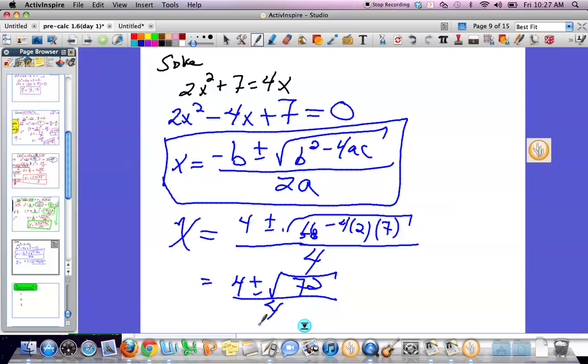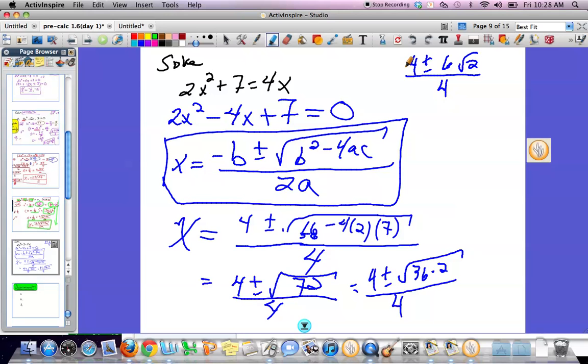What nice number can you divide out of 72? What nice number is a factor of 72? Oh, I just said it. A nice number that's a factor of 72 is 36. It goes in there twice. So I have 4 plus or minus the square root of 36 times 2 all over 4. So my final answer would be, well, let's not go final yet. 4 plus or minus the square root of 36 is 6, root 2, all over 4.